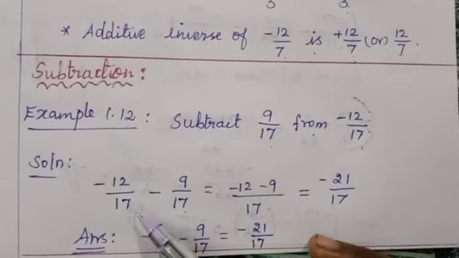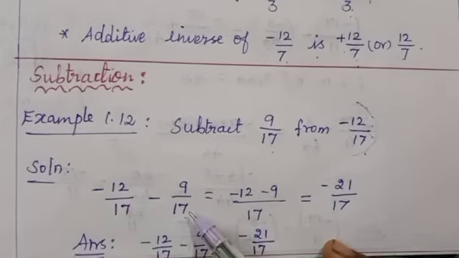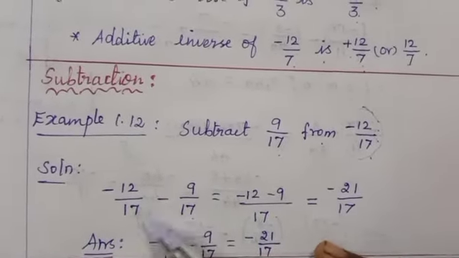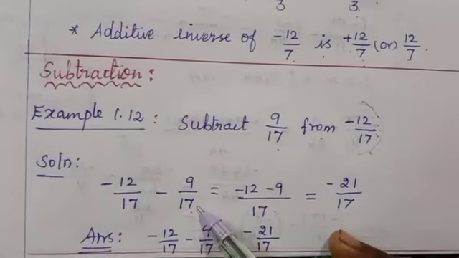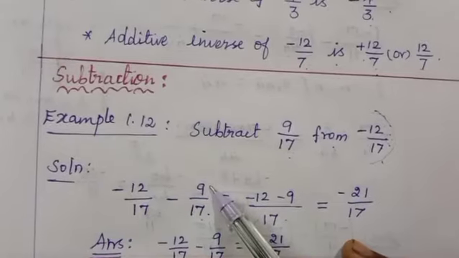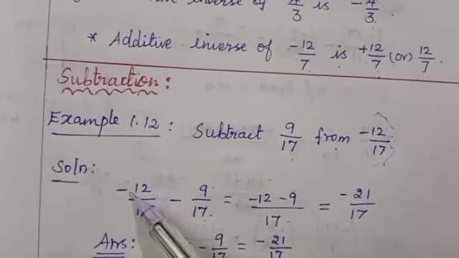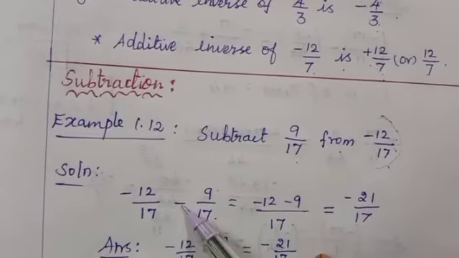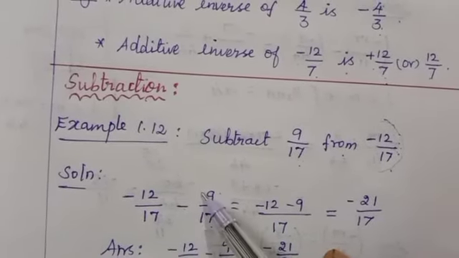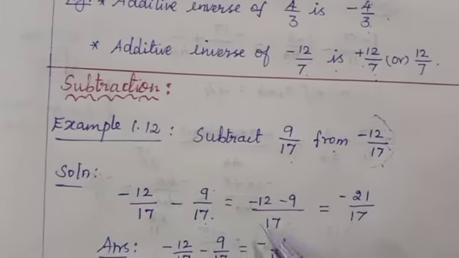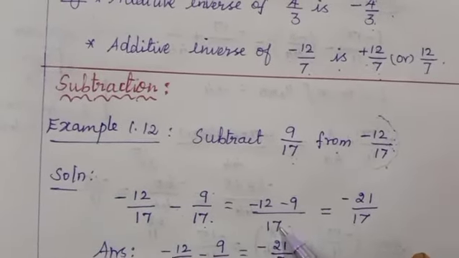Now you have to check whether it is a like fraction or an unlike fraction. It is a like fraction. Why? These two fractions have the same denominators, so we have to simplify the numerators. What are the numerators? Minus 12, and the middle sign is minus. Minus into plus gives minus. So minus 12 minus 9, whole divided by 17.